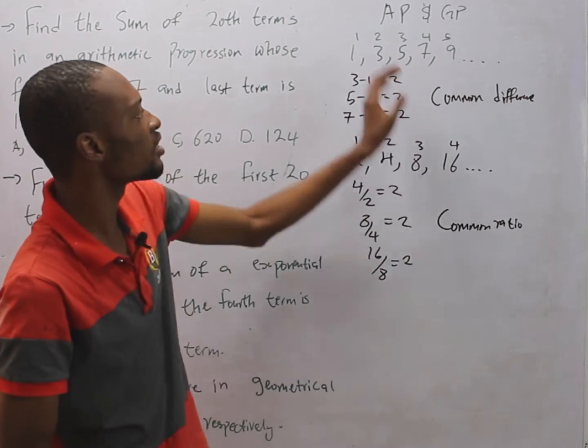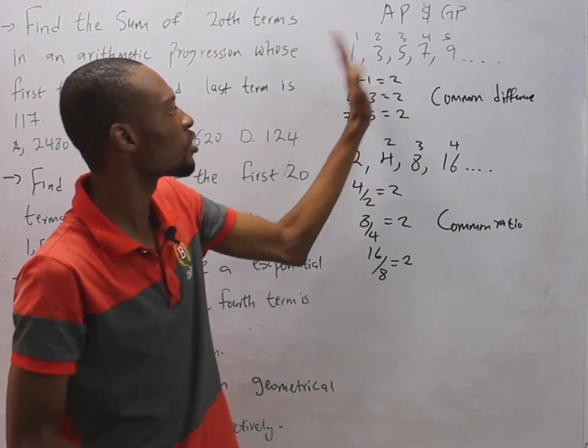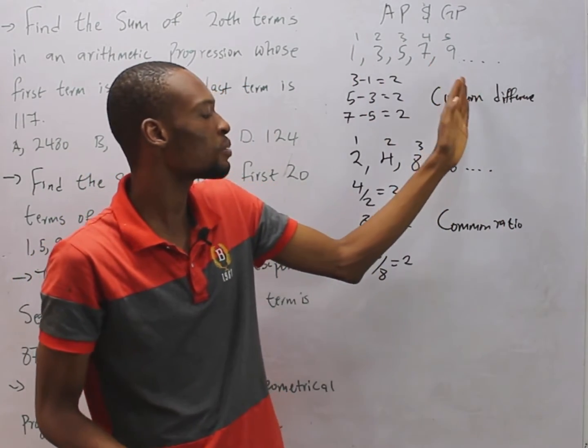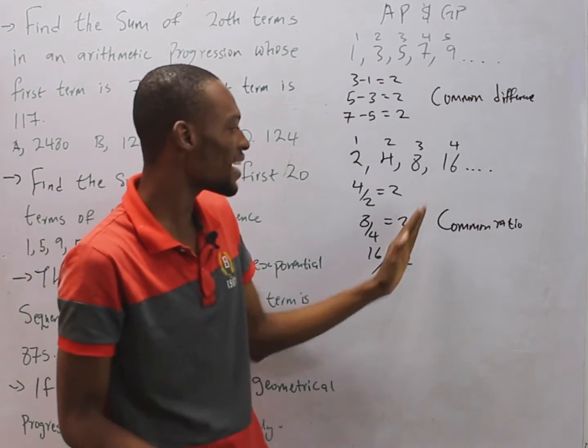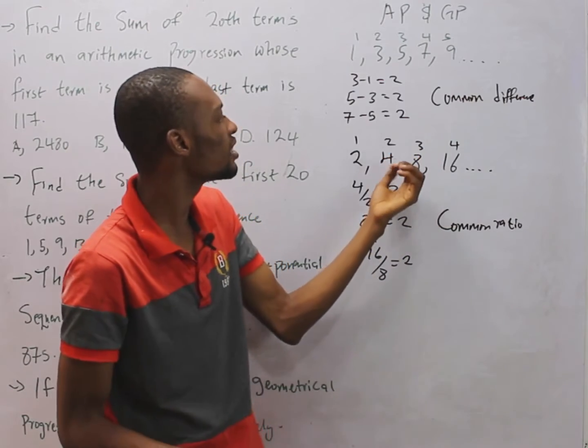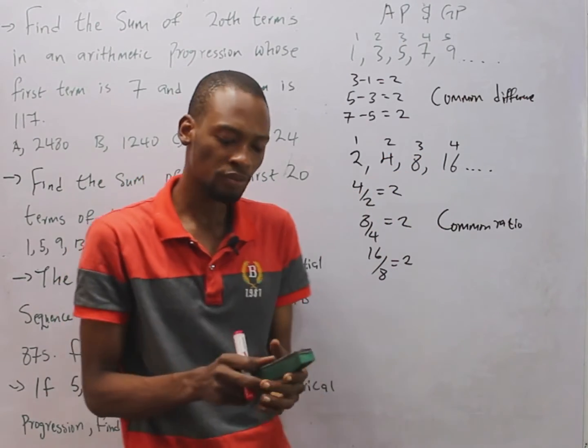So when it meets this condition, you subtract, you get the same answer, or you get a common difference. That is arithmetic progression. When you divide, and you get a constant answer, which is called the common ratio, we refer to this as geometric progression.